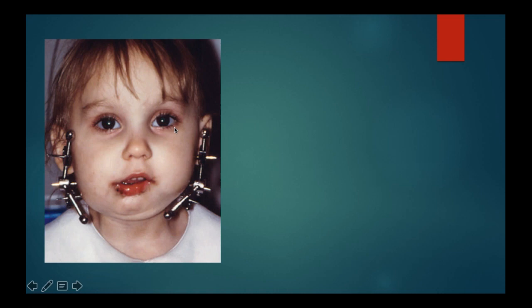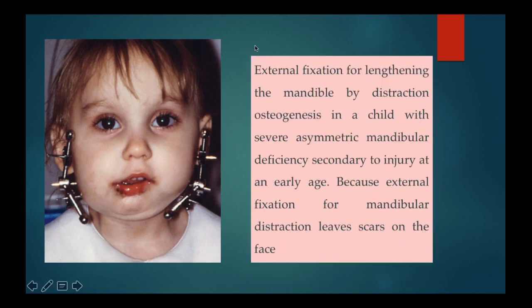A beautiful appliance has been placed. So the question which is asked is, what kind of appliance has been placed in this patient? Now it's a technique which is used commonly nowadays. It was not used much in the past, but it has become a common finding nowadays. The technique has been modified and we'll talk about it after seeing the answer. So this is basically external fixation for lengthening of the mandible by distraction osteogenesis.